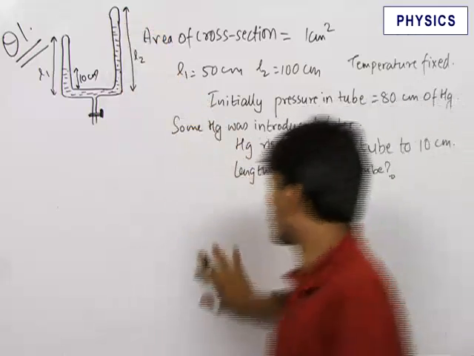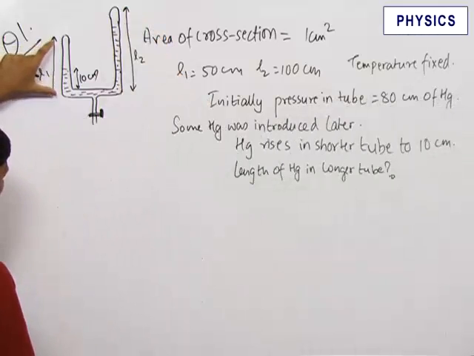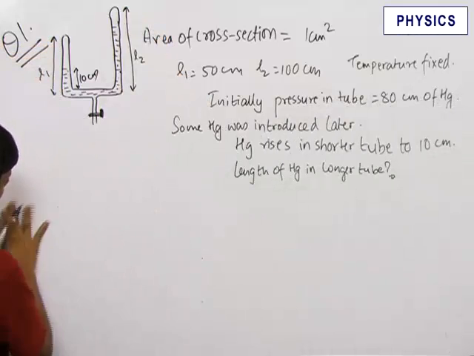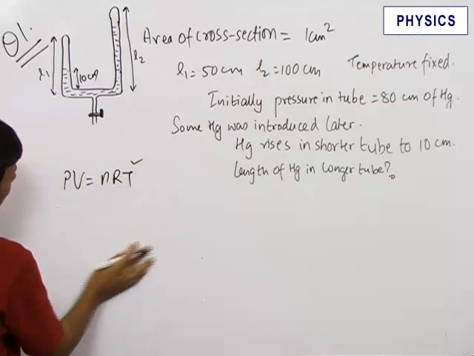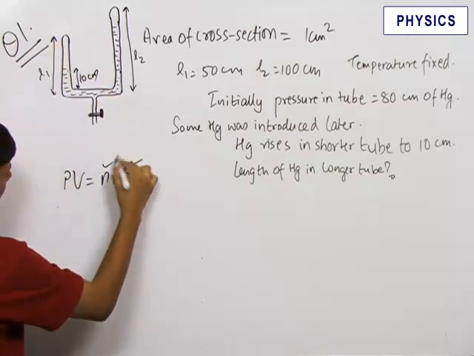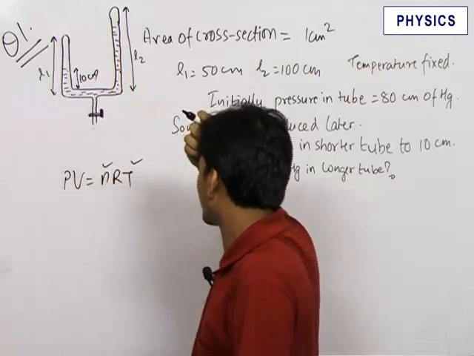What we need to find out is the height to which this mercury rises in the longer tube. For solving this question, let us first analyze what happens to the gas in the smaller tube. Let us write PV = nRT. The temperature of the gas is fixed. For the smaller tube, the number of moles is also fixed. Whatever moles were there initially also exist now.